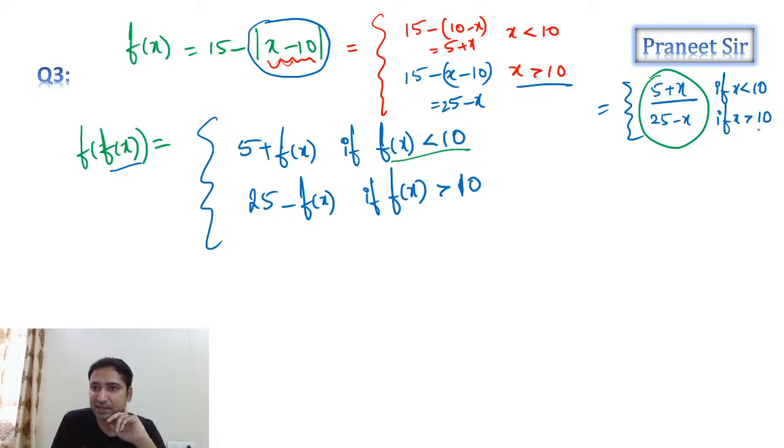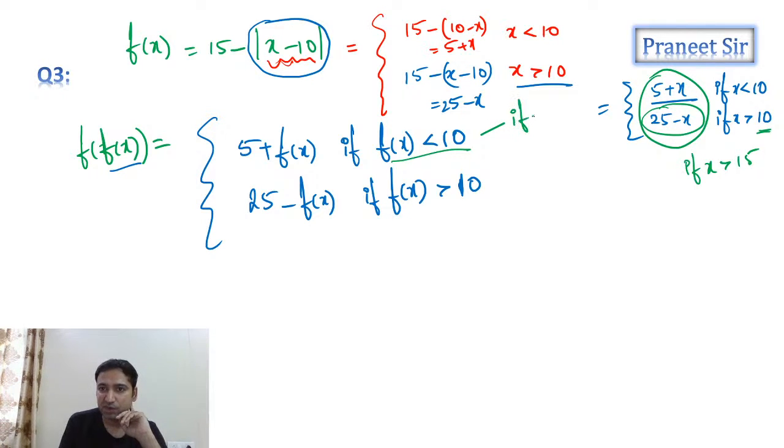When x is greater than 10, let's check when f of x will be less than 10. Suppose x is greater than 15, then 25 minus x is less than 10. So here we are getting two conditions. One condition is x greater than 15. Another condition, suppose it has to be less than 10, means x is less than 5, let's say. If x is less than 5, these two conditions we are getting.